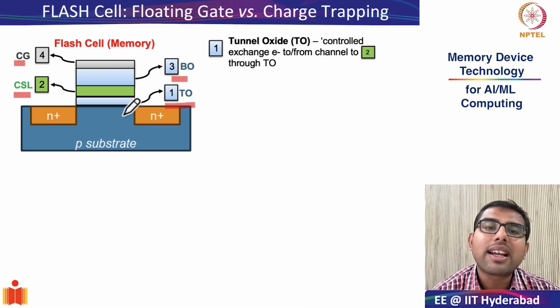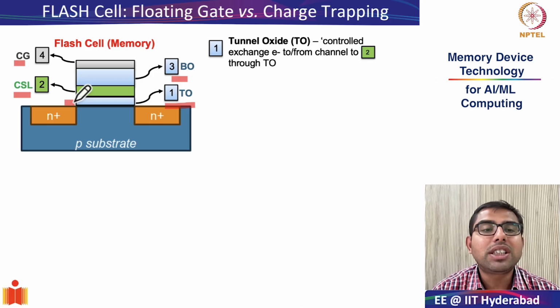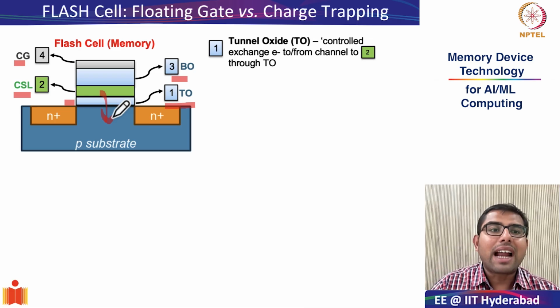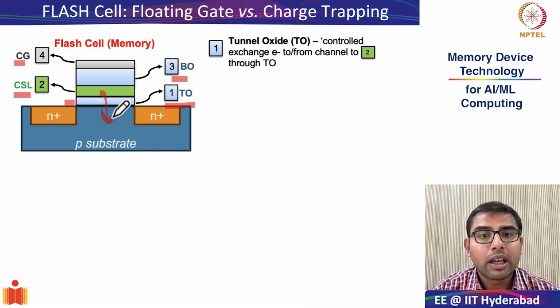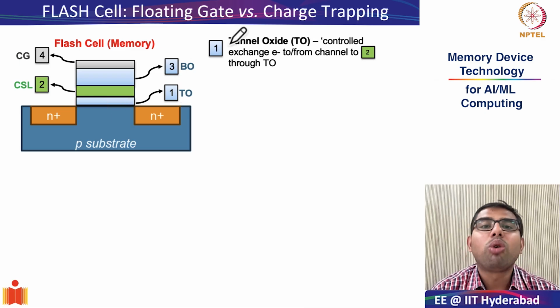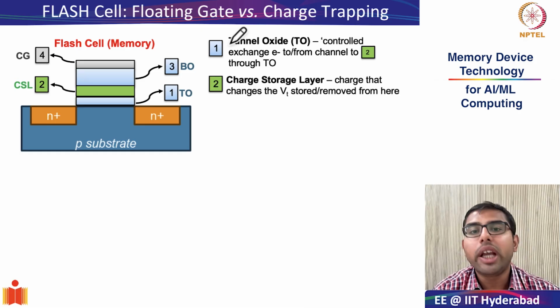So what we understand from this is that this tunnel oxide is actually the interface which controls how charges are pulled in from the channel and then pushed back into the channel from the charge storage layer. Now, as the name suggests, the charge transport mechanism is through quantum mechanical tunneling, and we will see more about that later. The second, as we said, is the most important functional layer.